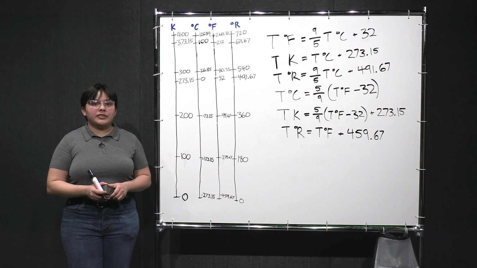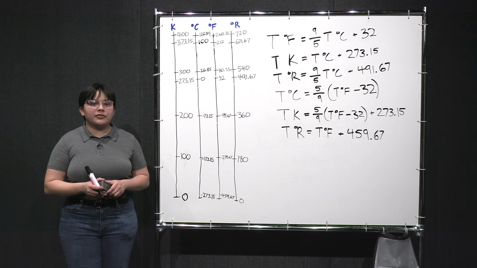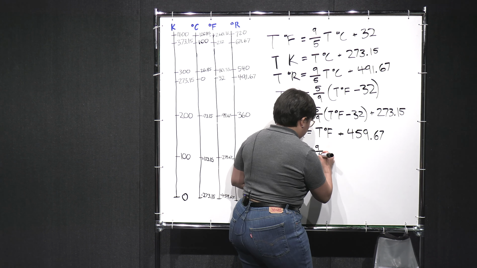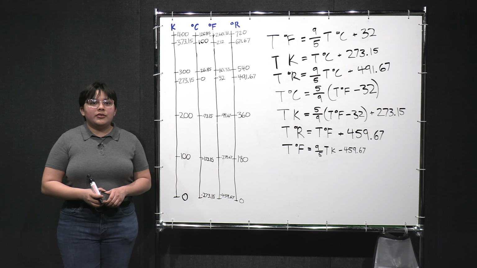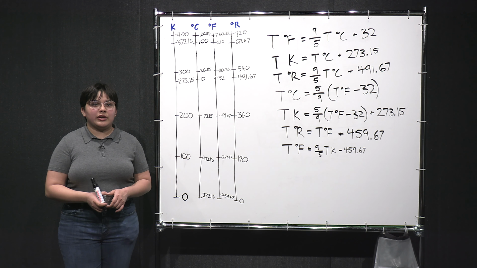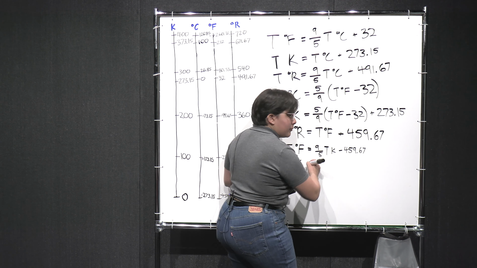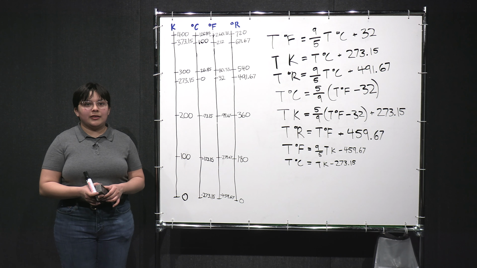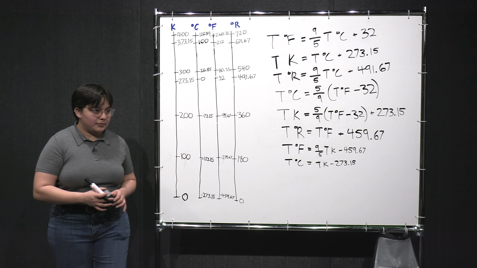To convert from Kelvin to degrees Fahrenheit, either convert to Celsius and then to Fahrenheit, or multiply by 9/5 and then subtract 459.67. To convert from Kelvin to degrees Celsius, subtract 273.15. To convert from Kelvin to degrees Rankine, multiply by 9/5.